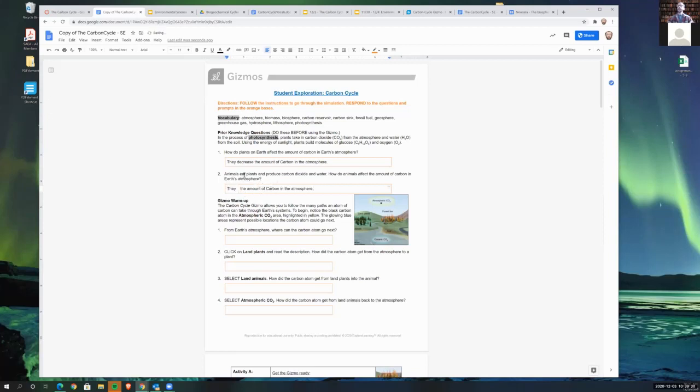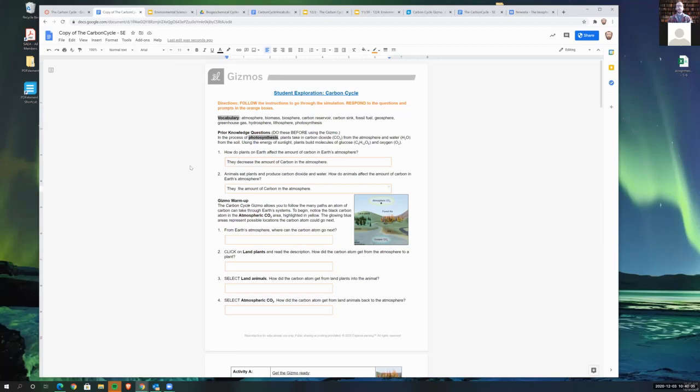Do the animals increase the amount of carbon in the atmosphere or decrease it? Talking about animals now. Remember, animals eat plants or other animals, and the glucose goes into the cells, right? That's a carbon molecule. And then when we burn that glucose molecule, we create carbon dioxide that we have to breathe out into the atmosphere. So are we increasing or decreasing the amount of carbon in the atmosphere?